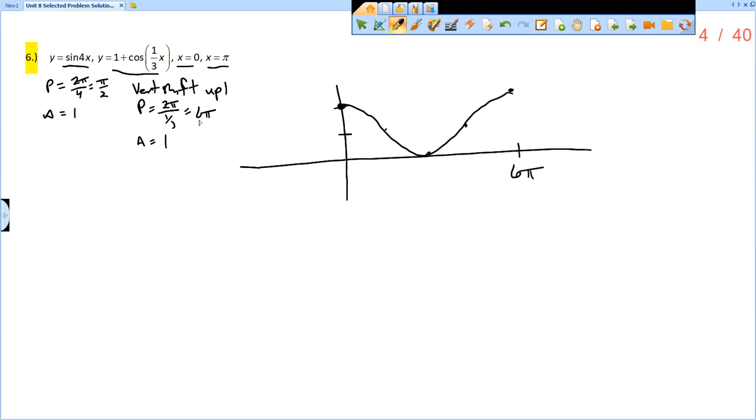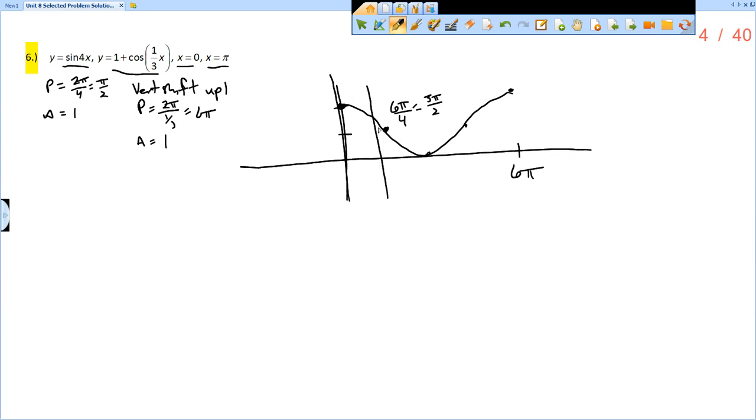But this is only going from x equals 0 to x equals pi. So we're really only worried about this portion of the function. The key is that this part is going to get down to 2 at 6 pi over 4, or 3 pi over 2, which is still past pi.